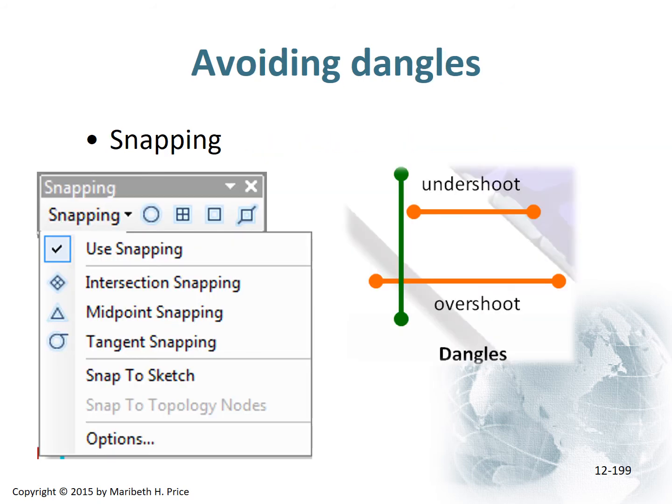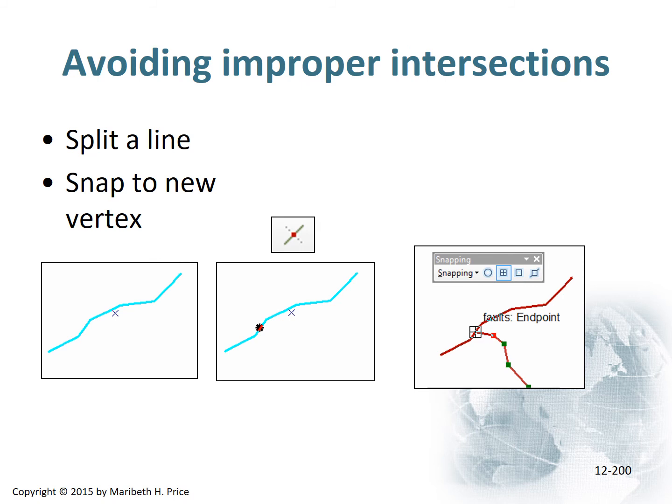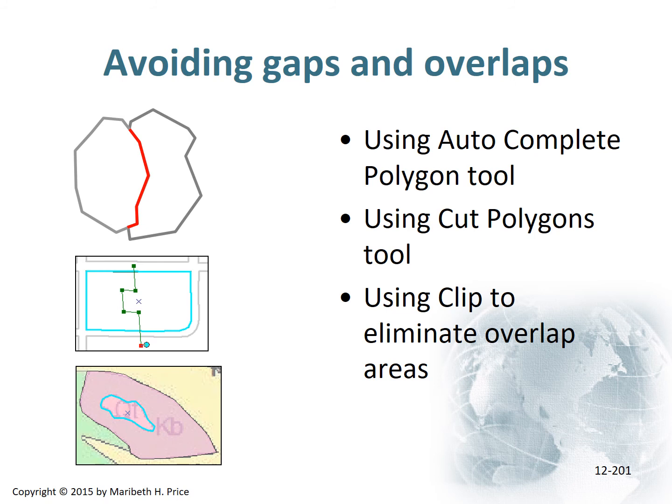Snapping is another set of tools that you use sometimes. There's different types of snapping, depends on what you snap to. And that can make things like undershoots actually form nodes and overshoots come back and form a node. Avoiding improper intersections, you can split lines, you can snap to a vertex. Use the polygon complete tool to draw certain things. Use polygon cut tools to divide things up. Use the clip to eliminate overlap areas. There's tons of ways you can do this stuff, and this is just some of the ones they recommend.